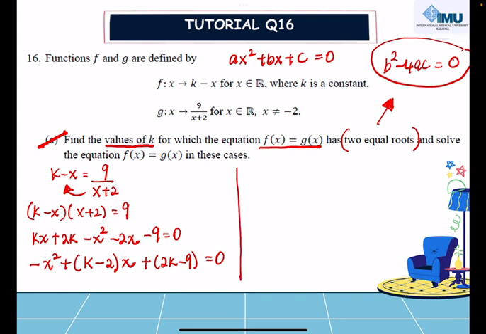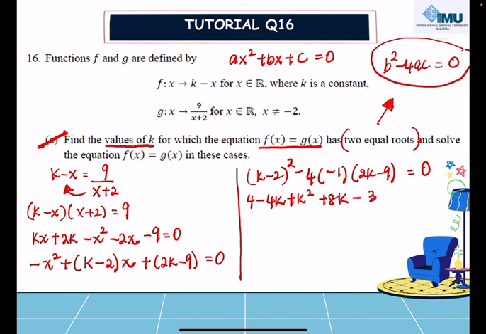Now b squared minus 4 times a, which is negative 1, times c, which is 2k minus 9, and the whole thing equals 0. Expand the bracket, you will obtain 4 minus 4k plus k squared. Meanwhile, here it will become positive 8k minus 36 equals 0.